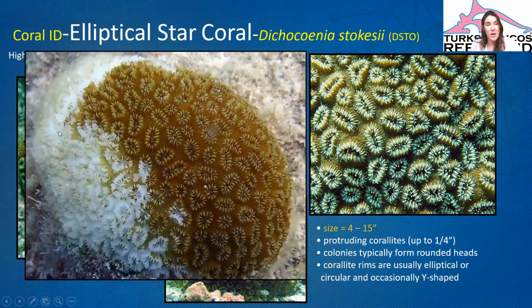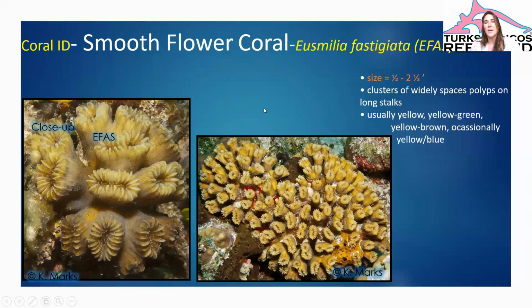And you can see here how quickly this colony is succumbing to SCTLD. Now, Eusmilia fastigiata, EFAS, or smooth flower coral, some people say that it's often confused or mistaken with the elliptical star coral, with the D-sto. Yes, this also has oval corallites, but if you look, they actually go down onto stalks rather than onto a rounded base. So this looks more like a bouquet of flowers, another good way to try and remember it.